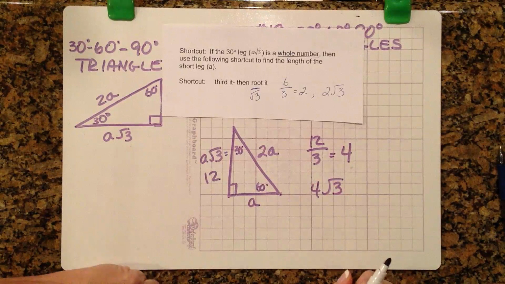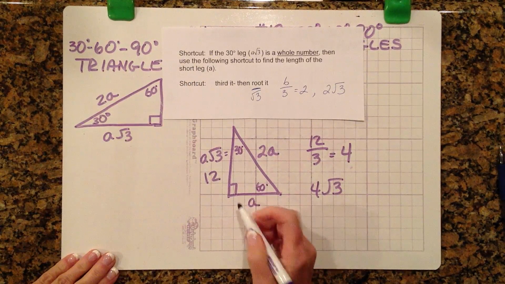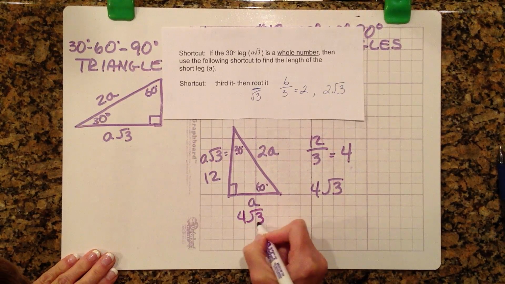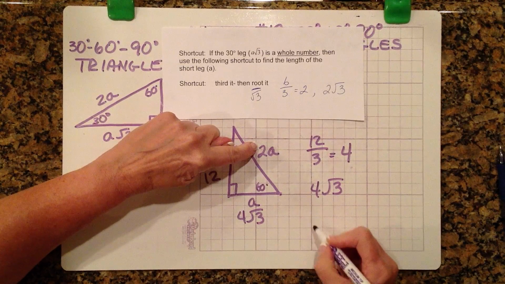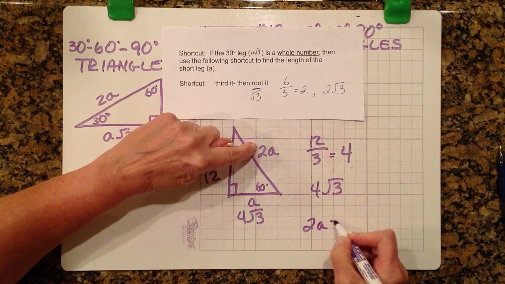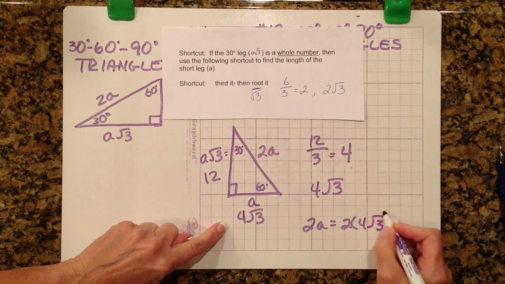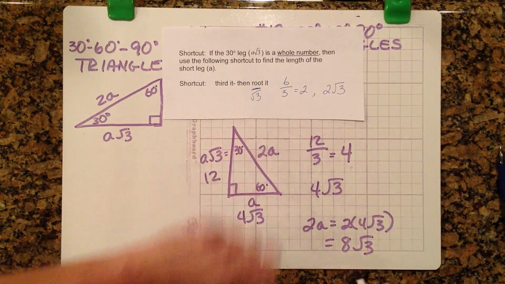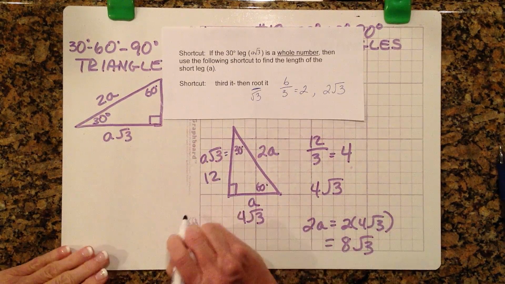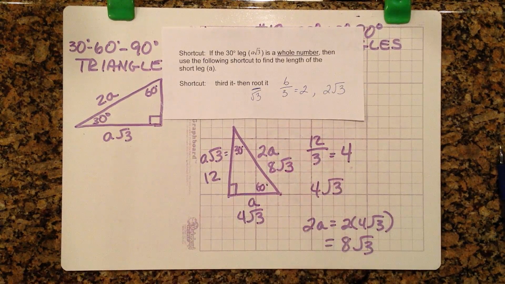Okay, what did I just find? I found the length of the short leg, which is a. So this length is 4 square root of 3. And then I take 2 times a. So I'm going to take 2 times 4 square root of 3, and that gets me 8 square root of 3. So the length of this hypotenuse happens to be 8 square root of 3.